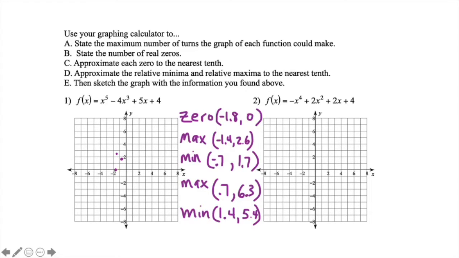That's that relative min. Then we're going to go to the next, we're going to go to that max, which is 0.7, 6.3. So 0.7 is right about there, and 6.3, we're going to come clear up to 6 and 0.3, about right there.